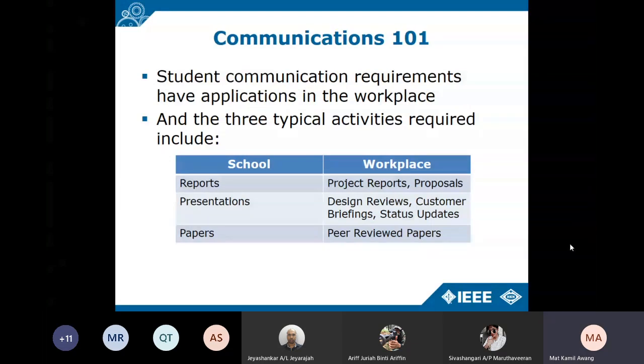Then papers. If you are in academia, you have to write journal papers, which are to be reviewed by experts. If you are not in the academic line, most probably you rarely write papers. But when I was in telecom R&D, I still wrote papers which were reviewed for presentation in conferences and whatnot. So all these three forms of communication are important for you, whether you are in the university now or in the workplace.